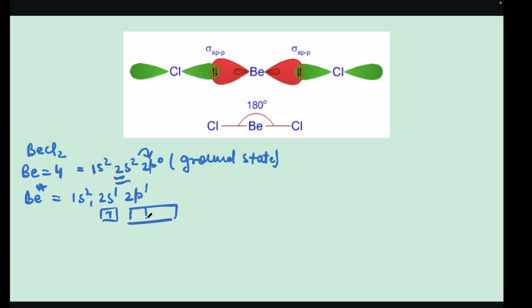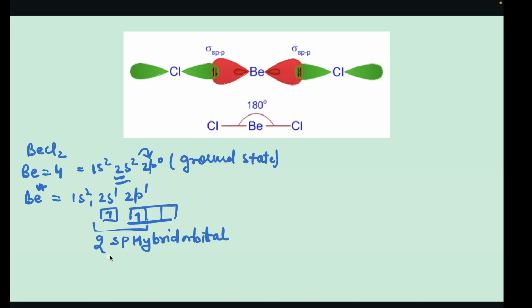P has 3 orbitals and one electron from s orbital jumps to p orbital. Now 2s and 2p orbitals hybridize and form sp hybrid orbitals. Because here two atomic orbitals combine, one s and one p, it will form two sp hybrid orbitals.